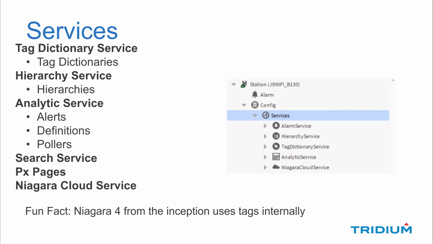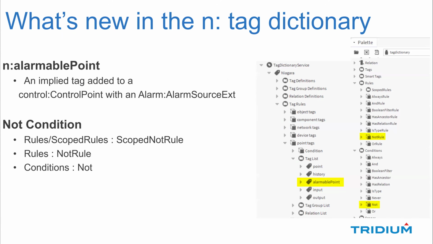I can look at PX pages. So there's all kinds of cool things that other services within Niagara can take advantage of those tags. A couple things that we added into the tag dictionary: we had some feedback that we wanted to be able to tag an alarm point to know that there's an alarm associated with it. So we have a new tag that's available to you. And then we've added some not rules and conditions that help create more precise logic in an actual rule.